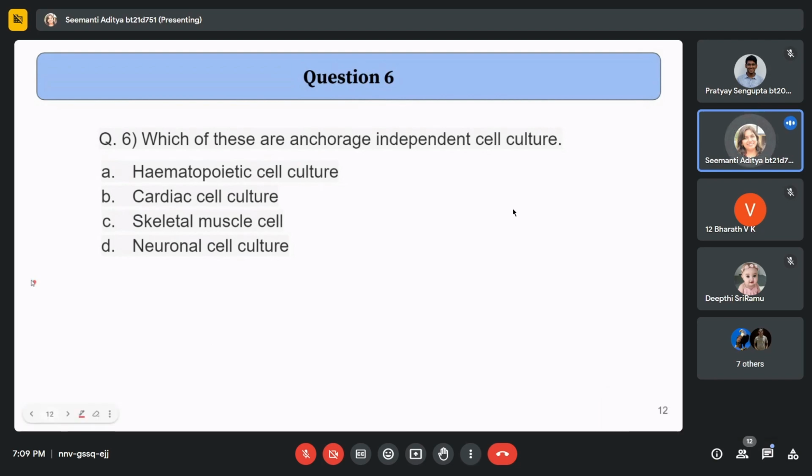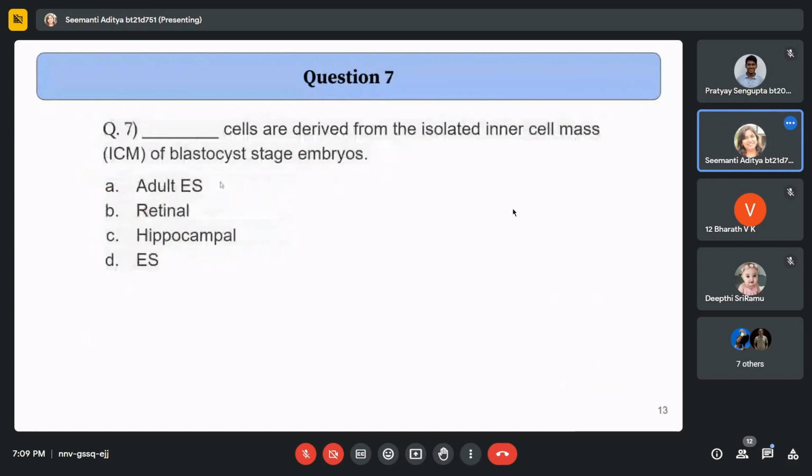Yes, so the correct answer for this: anchorage independent cell culture is the hematopoietic cell culture. All other cell types like cardiac or skeletal or neuronal are anchorage dependent and they require a substratum or the ECM, the extracellular matrix, for growing them, like they are adherent cells, and hematopoietic cells are anchorage independent. So the right option is option A. The next question.